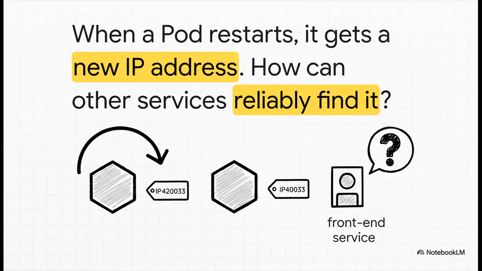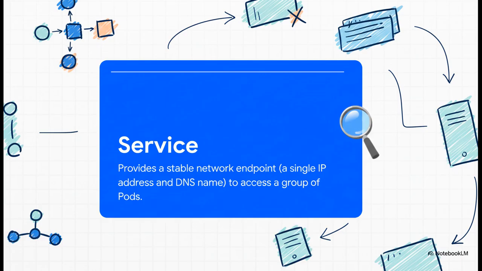But this self-healing creates a whole new problem. Every single time a new pod is created, it gets a brand new unique IP address. So if your front-end service needs to talk to your back-end service, how in the world can it find it if the backend's IP address is constantly changing? And the solution to that puzzle is a Kubernetes service.